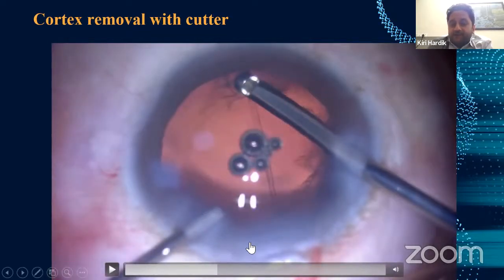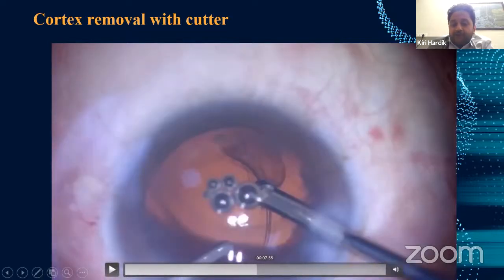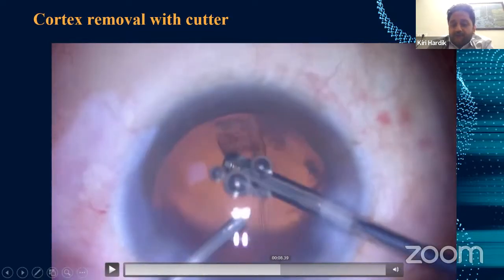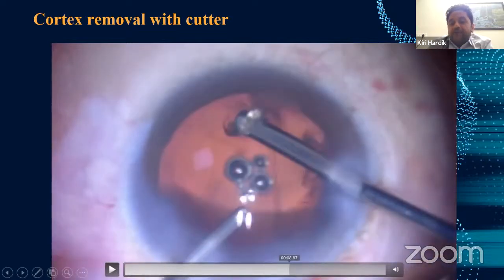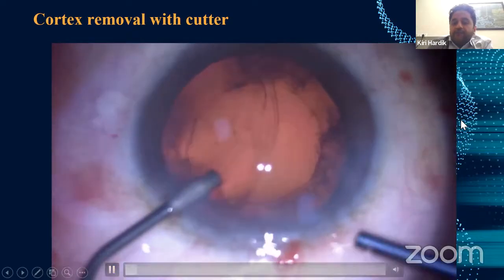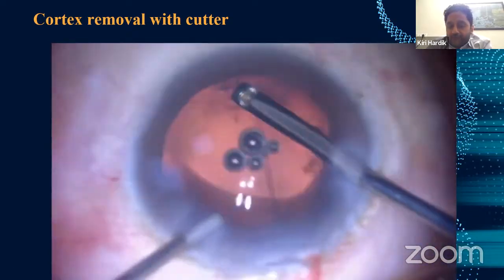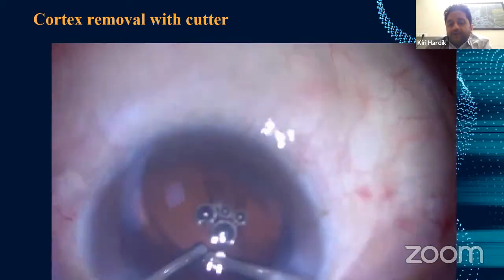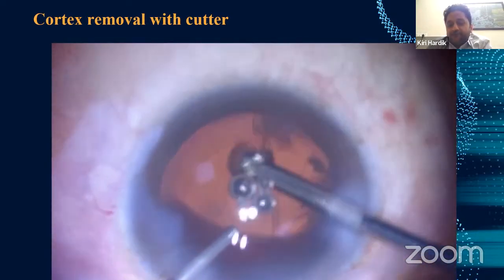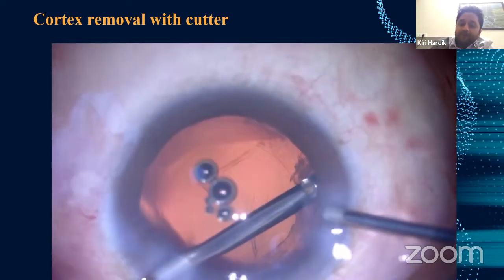So we are holding the cortex. We are loosening it up. And once we are able to loosen it, we are pressing the foot pedal further, which is foot pedal position 3, which is cut. And we are able to remove the cortex. So this is how the IA cut mode is useful to remove the cortex. When we are in the center, we are in foot pedal position 1. When we go into the periphery, we are pressing further to foot pedal position 2. When the cortex is loosened, we are pressing the foot pedal further to remove the cortex.